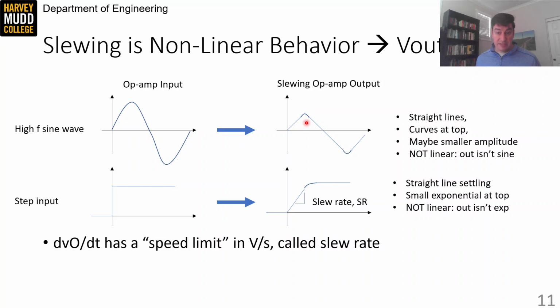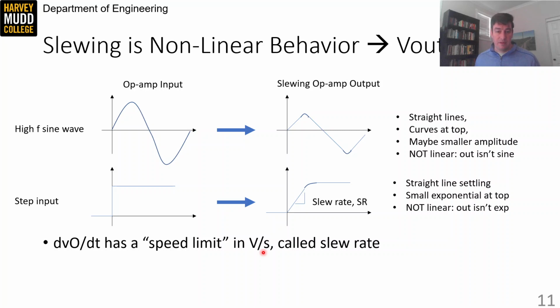Looking at these two responses, you might notice that they both have straight lines in them, there and there. And the slope of those straight lines is called the slew rate, and it represents the op-amp output changing as fast as it possibly can. So saying that another way, the slew rate is a speed limit on dVo/dt, and it has units of volts per second as a result. It's the fastest change in output voltage we can get.